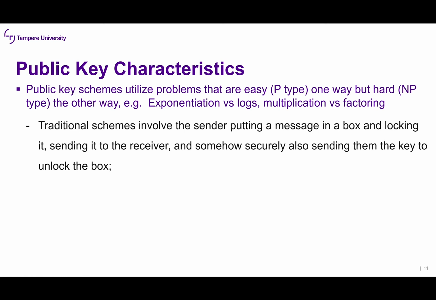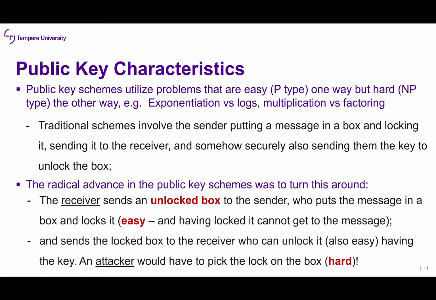Now, traditional schemes like symmetric encryption schemes involve the sender putting a message in a box, locking it, sending it to the receiver, and somehow securely also sending them the key to unlock the box. Now, the radical advance in public key schemes was to turn this around. So the receiver sends an unlocked box to the sender, who puts the message in the box and locks it. This is the easy procedure. And having it locked, nobody can get to the message. Then the sender sends the locked box to the receiver, who can unlock it, also easy if the receiver has access to the corresponding key.